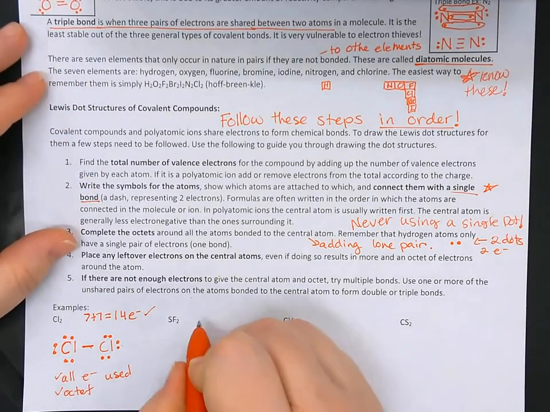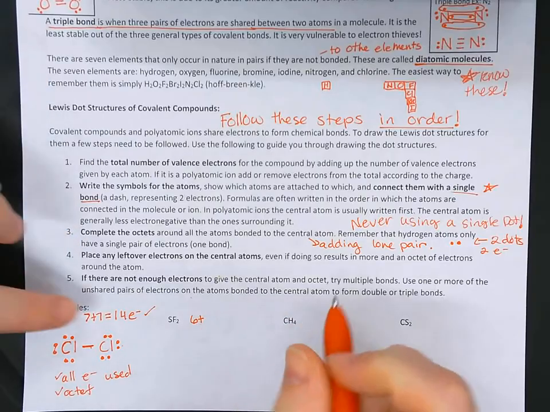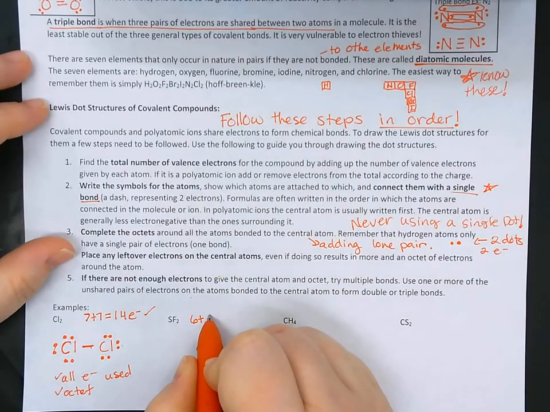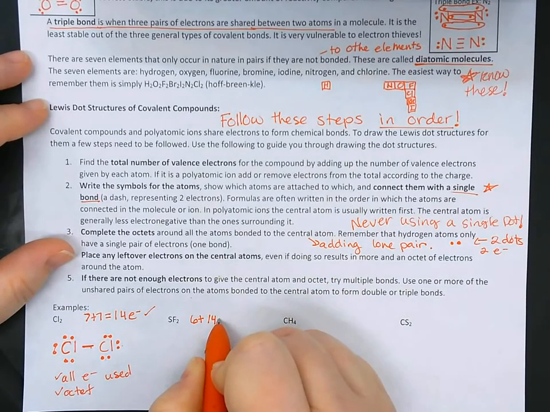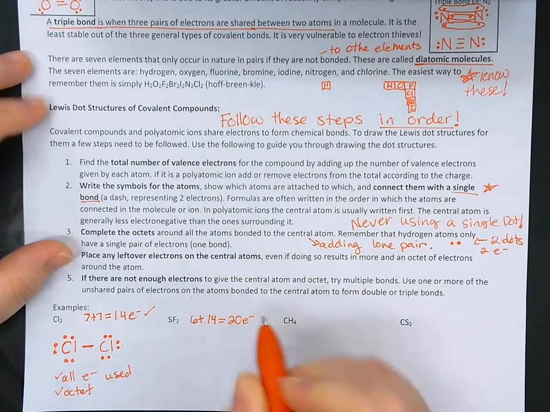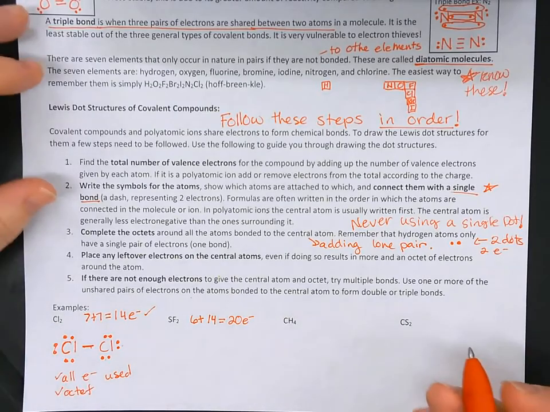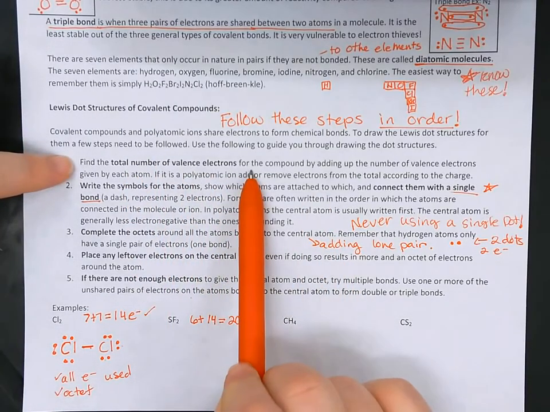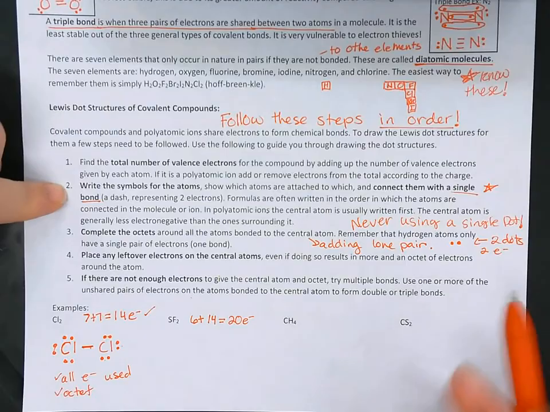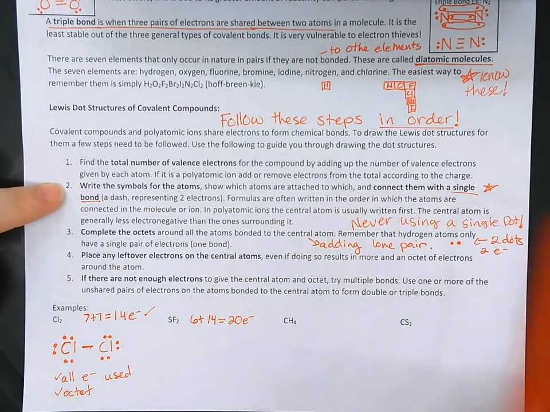So we've got SF2. Sulfur has 6 electrons. Each fluorine has 7. So 7 times 2 gives us 14. So we have 20 electrons total to use. Okay. Now that finds our total number of electrons. And number 2, we're going to write the symbols for the atoms to show how they're attached.